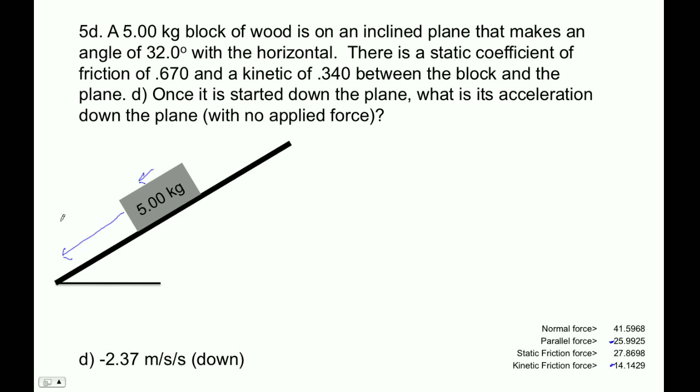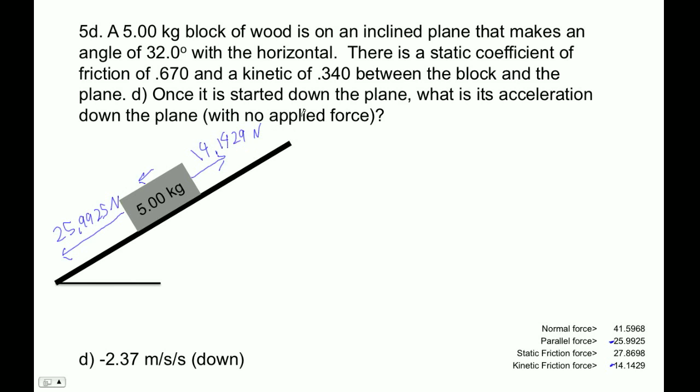And that's 25.9925. And if you want to know where that comes from, look at part A for this series, right? It's mg sine theta, right? And if it's sliding down the plane, then our friction force of 14.1429 will be up the plane, right? Because it's sliding down the plane. So this is going to be 14.1429. Right? There these guys are, right?